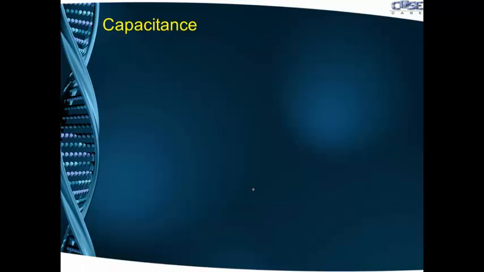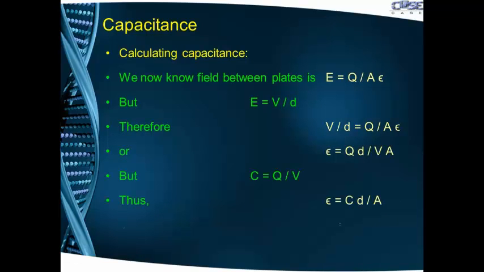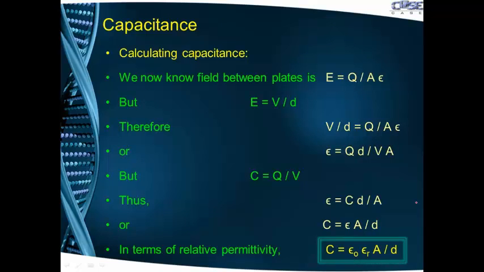Next is how we calculate the capacitance of a parallel plate capacitor. So for given parallel plates, if we want to calculate the capacitance, then the value of the capacitance would be equal to epsilon naught epsilon r times A over D, where A is the area of the plates and D is the separation between the plates.